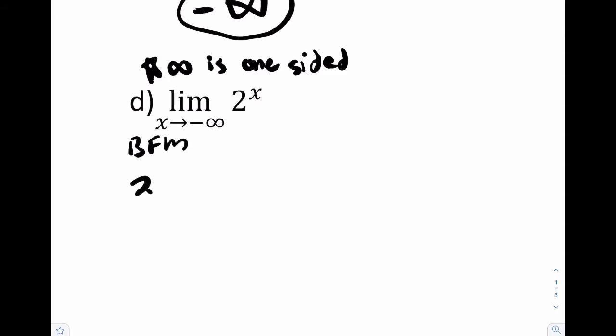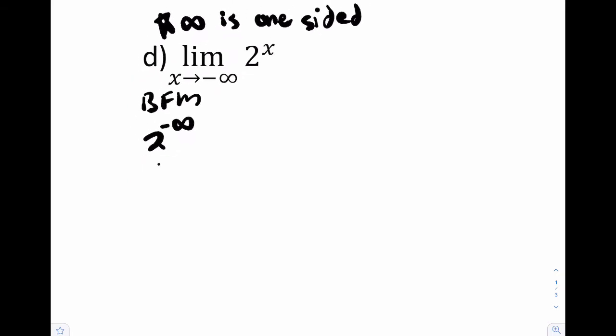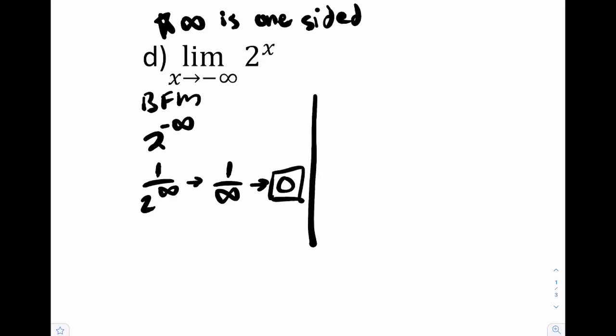We could do 2 to the negative infinity, which would then be 1 over 2 to the infinity. And now notice how we're in a situation where we're a constant 1 over a giant number, and that's going to approach 0. So the brute force method's still valid here.